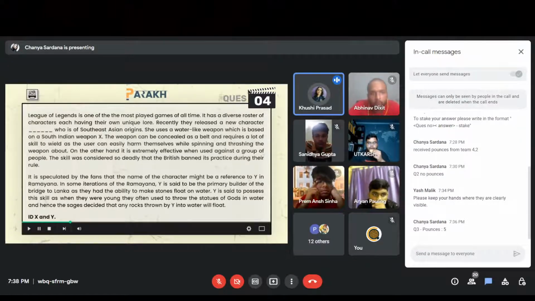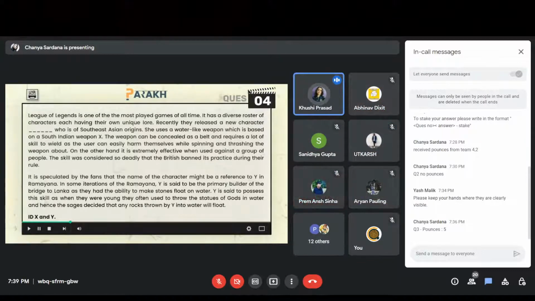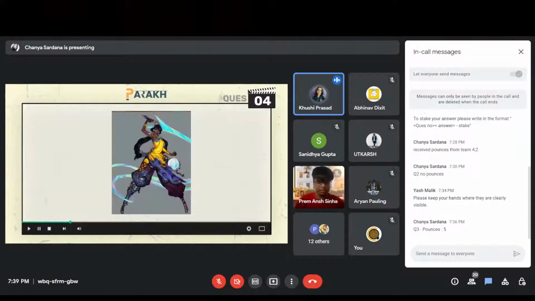It is speculated by the fans that the name of the character might be a reference to Y in Ramayana. In some iterations of the Ramayana, Y is said to be the primary builder of the bridge to Lanka, as they had the ability to make stones float on water. Y is said to possess this skill, as when they were young, they often used to throw the statues of gods in water, and hence the sage decided that any rock thrown by Y into water will float. Identify X and Y. Direct for team 5, and now the pounce window is open.